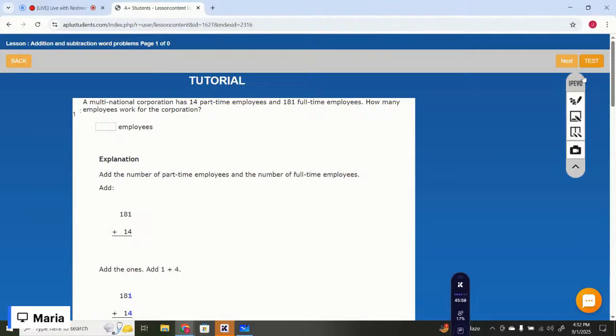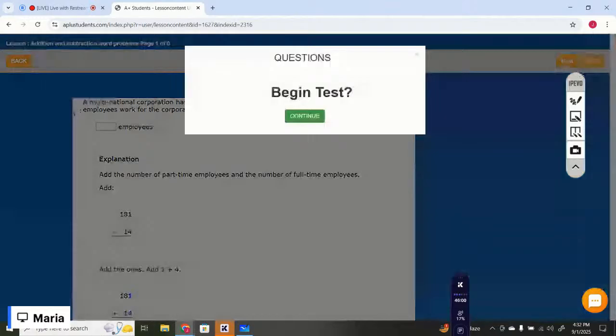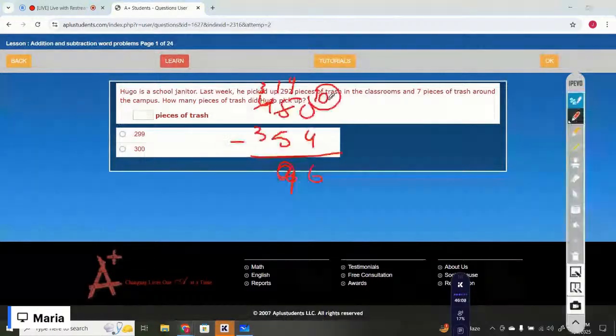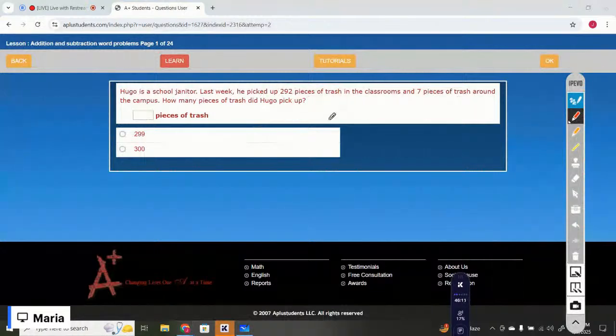Let's just start with the test questions. Hugo is a school janitor. Last week, he picked up 292 pieces of trash in the classroom and 7 pieces of trash around the campus. How many pieces of trash did Hugo pick up? So, which is the correct option?